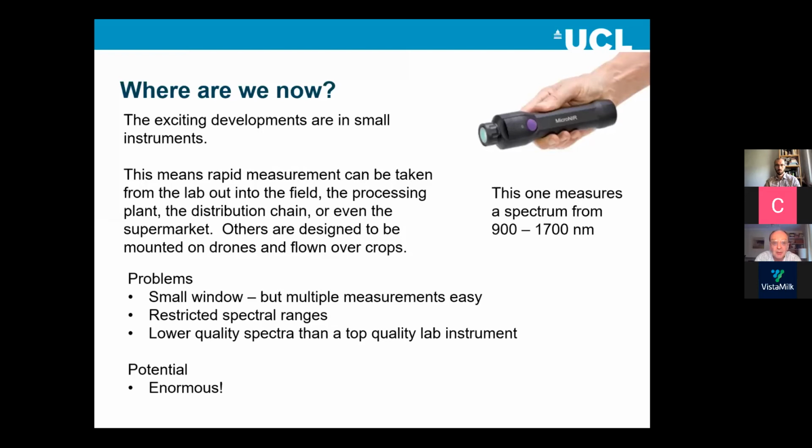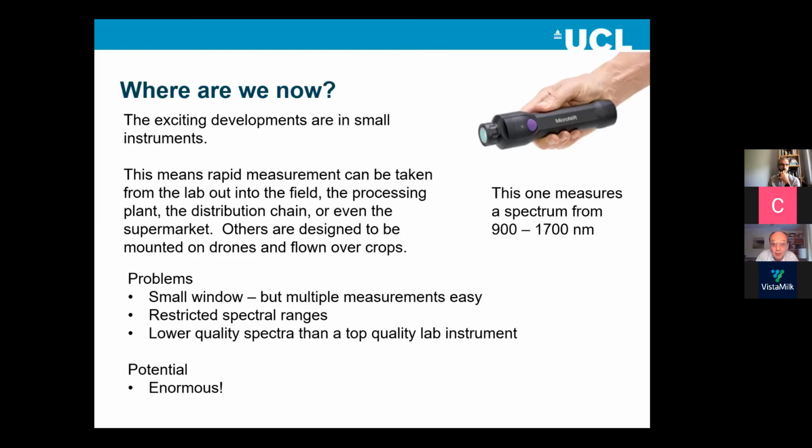And they're exciting because it means you can take these rapid measurements out of the lab, into the field, into the processing plant, into the warehouse, even into the supermarket, even into your home as they get cheaper and cheaper. And there are some that are designed to be mounted on drones, flown over crops to do what's called precision agriculture. So you don't chuck extra nitrogen on the entire field, you chuck extra nitrogen on the bits that seem like they need it because you can measure at least approximately the nitrogen content in the leaves on the plants. And you can decide when to harvest things at optimal times as well. So there are lots of applications for portable instruments.